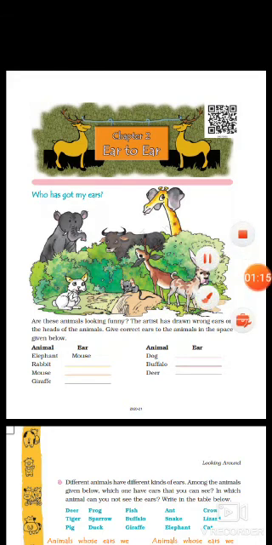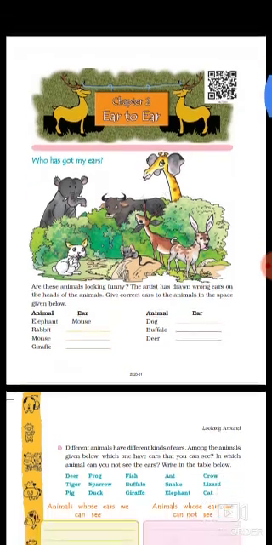Here you can see one example is given. So like this you have to fill all the blanks. Understood everyone? Students, let's see the next page.